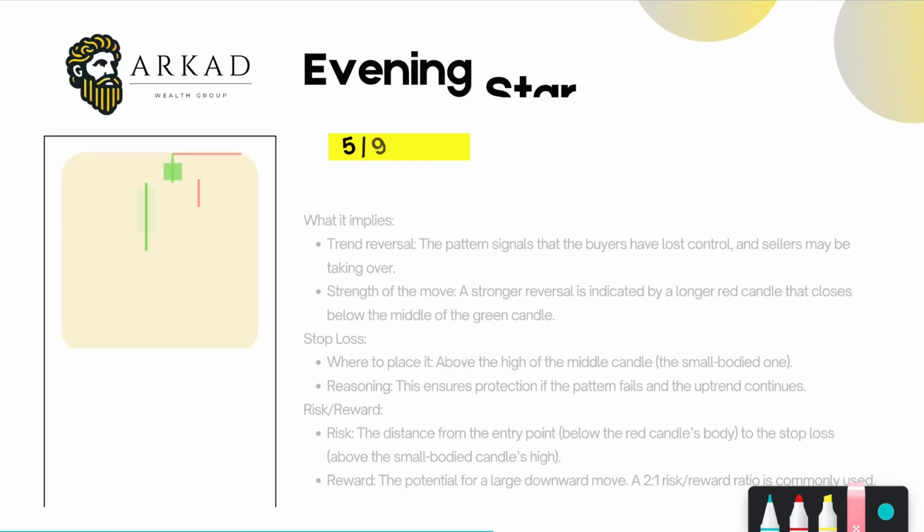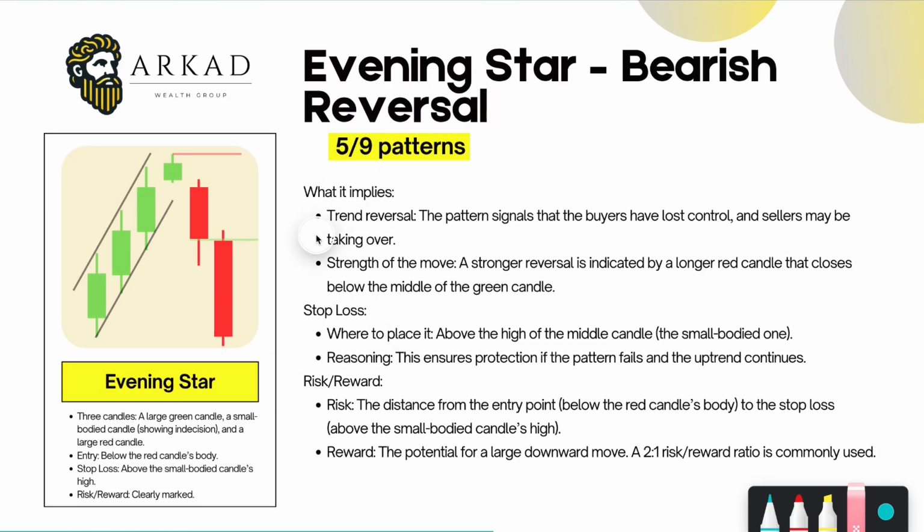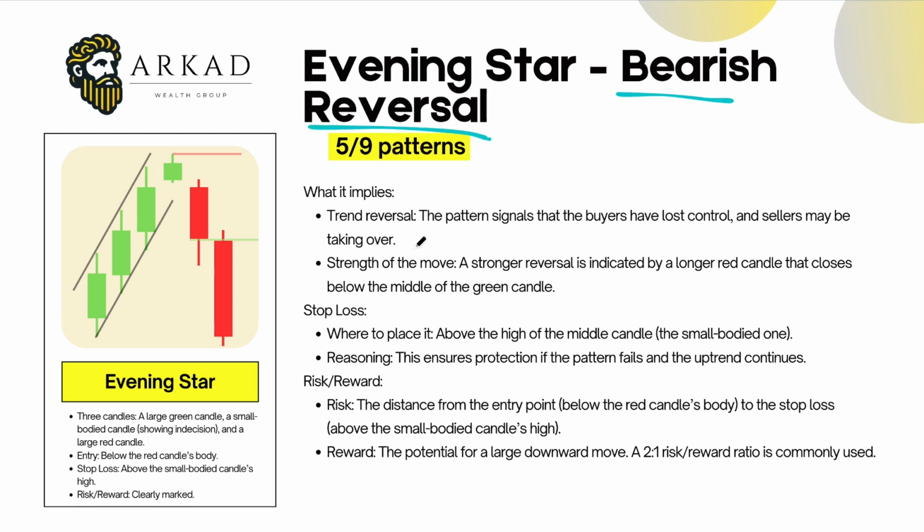5 out of 9 patterns. We were talking about the evening star now. Trend reversal. So this is a bearish reversal. You get out the pen. Bearish reversal. What it implies: the pattern signals that buyers have lost control and sellers may be taking over. So the green candles are all the buyers. I don't know why I drew it like that, but those are all the buyers.